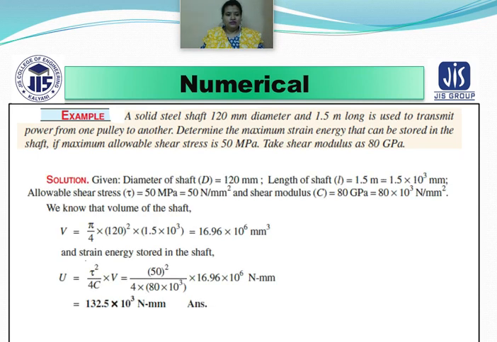So this is a very simple solution that has been given to you. A solid shaft of 120 mm diameter and 1.5 m length is used to transmit power from one pulley to another, and you are asked to define the maximum strain energy that can be stored in the shaft if the maximum allowable stress is 50 megapascal. Volume is known to you: pi by 4 into d square into L. And the U formula you know: tau square by 4G into V. So finally you have achieved the answer, which is equal to 132.5 into 10 to the power 3 Newton millimeter.